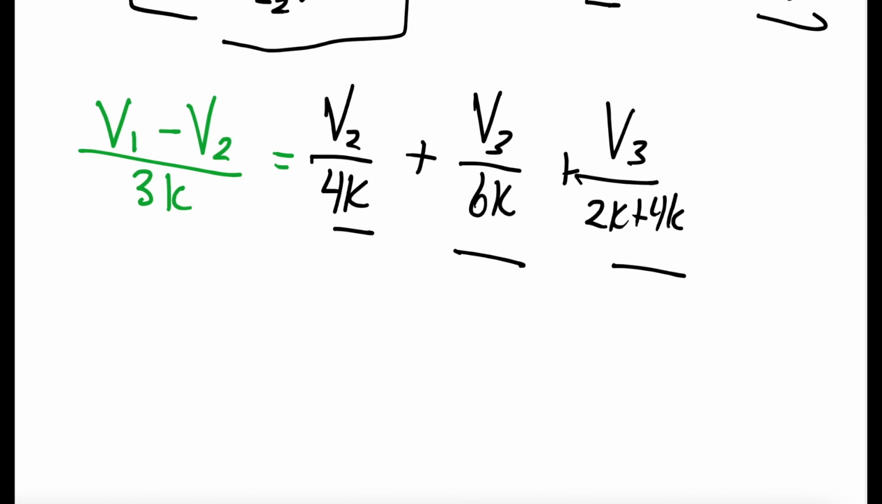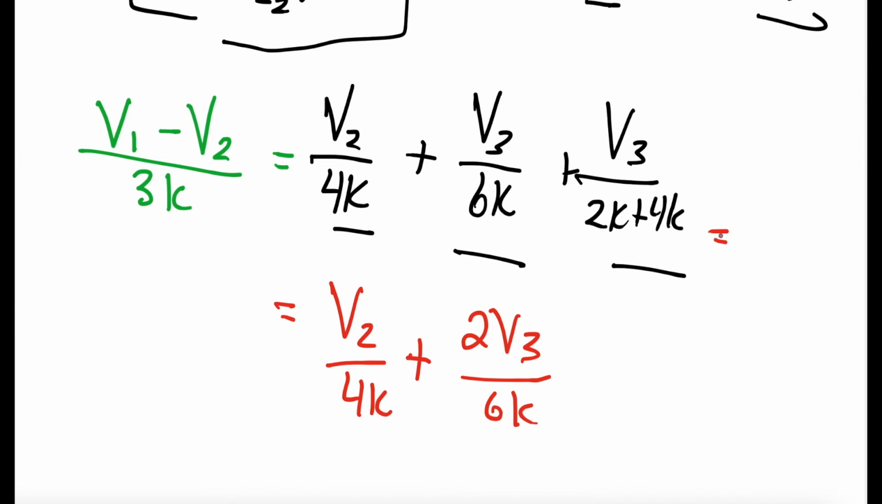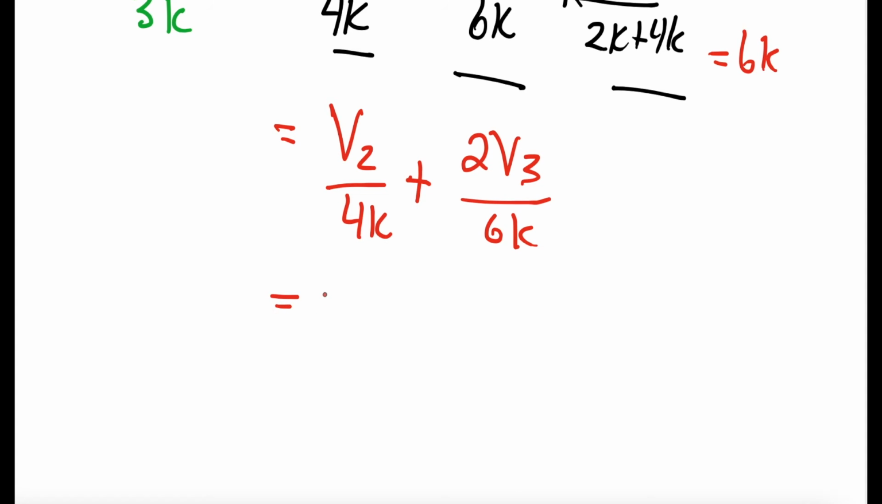Knowing that, we're going to simplify this further and try to figure out what V1 and probably what V2 and V3 are equal to, right? So if we simplify this further, we get V2 over 4K plus 2V3 over 6K, because this essentially is equal to 6K, right? So V3 over 6K plus V3 over 6K is essentially 2V3 over 6K. And this becomes V2 over 4K, and 2 over 6 just becomes 1 over 3, so it's just V3 over 3K.